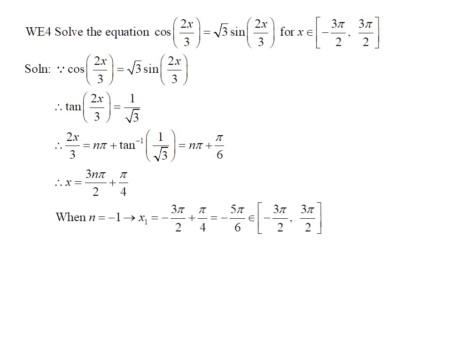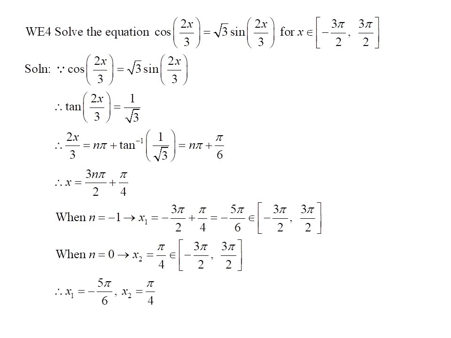Therefore, when n equals -1, x equals -5π/6. When n equals 0, x equals π/4. In summary, x sub 1 equals -5π/6 and x sub 2 equals π/4.